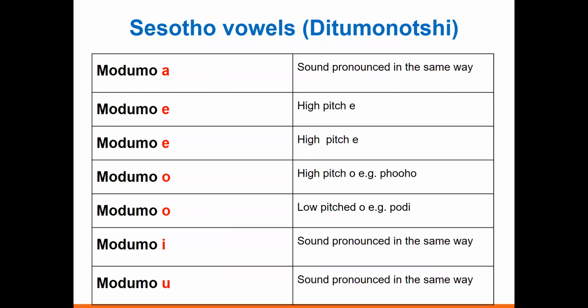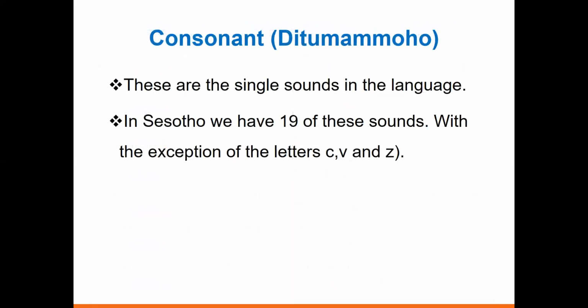Okay. So when we look at the Sesotho vowels, ditumonotsi, these are singular sounds that we have in Sesotho. Okay? So we have the mudumo a, mudumo e, depending on the word, mudumo o, high pitched, and mudumo o, low pitch, pudi, where we say the o as an u, and then mudumo e, which is pronounced the same way, and mudumo u, which is also pronounced in the same way. So there isn't a difference in pitch.